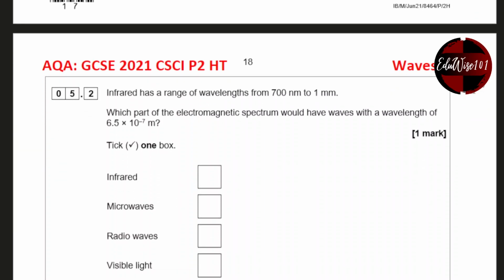Infrared has a range of wavelength from 700 nanometers to 1 millimeter. Which part of the electromagnetic spectrum would have waves with a wavelength of 6.7 times 10 to the power minus 7? Now, minus 7.